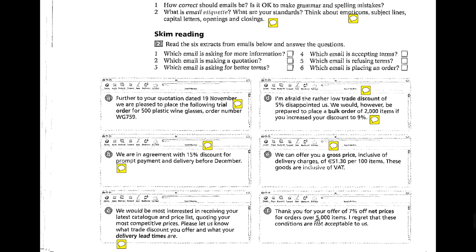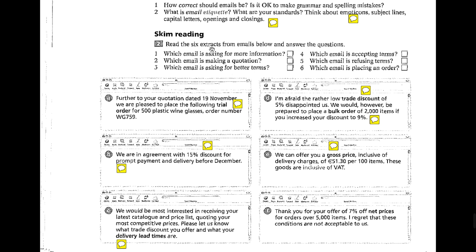Thank you for your offer of 7% off net price. You order over 5,000 items. I regret that these conditions are not acceptable to us. So you have the word here net price. Okay? Good. Now let's see if we can match the emails.